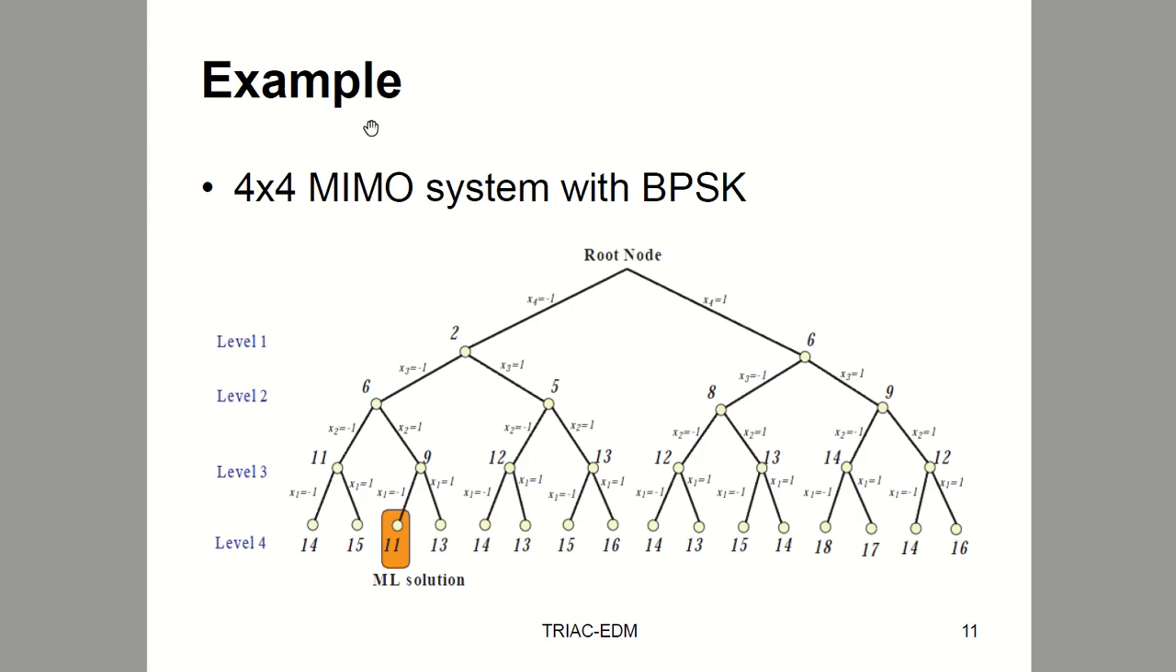As a result, for example, you have a 4 by 4 MIMO system with BPSK. So this is a root node. So you look for x4 first. x4 equal to minus 1 or plus 1, then it goes down the tree. And then you look for x3, x2, x1, you go all the way down to the bottom. And at the bottom, you get this maximum likelihood metric. As a result, you get the ML solution.